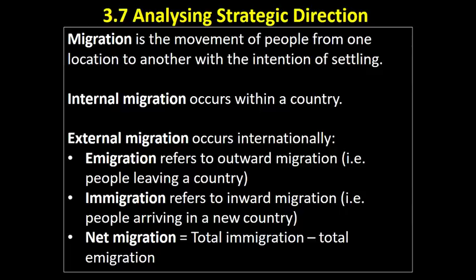Immigration refers to inward migration, i.e. people coming in to the new country, and net migration is the difference between people coming in and the people going out. So how many people came in, how many people went out. If we've got a net migration figure that is positive, therefore more people have come in than left, and if our net migration figure is negative, we've had more people leave than come in.